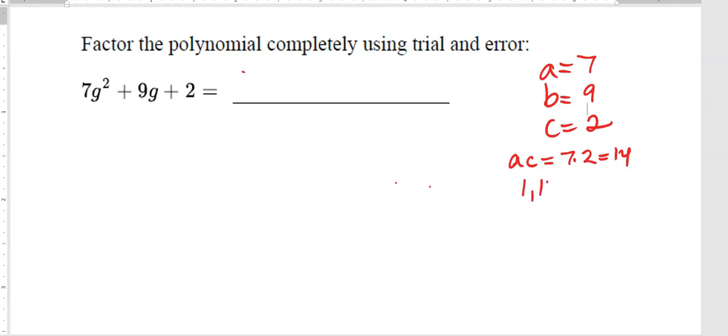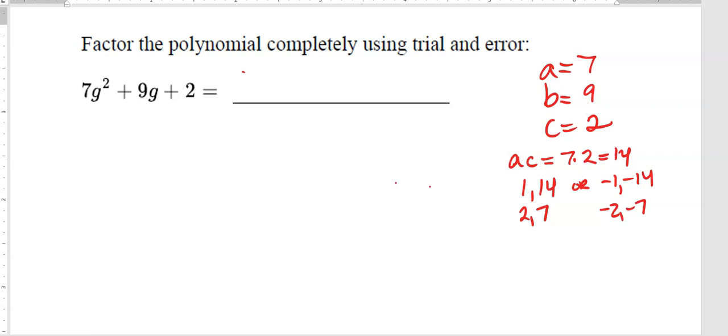So 1 and 14, 2 and 7, 3, no, 4, no, 5, no, 6, no, and then I'm back to 7. So I know I have them all. But I also have to remember that it could be not only 1 times 14, but -1 times -14, and -2 times -7. So any of those factor pairs.